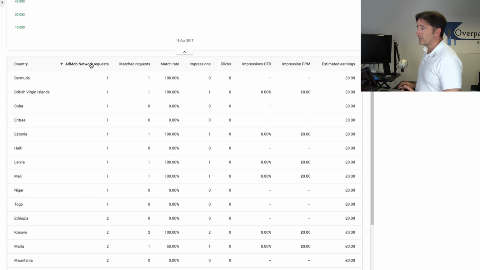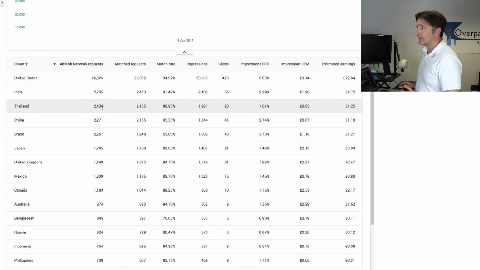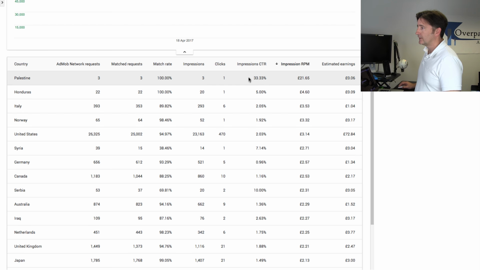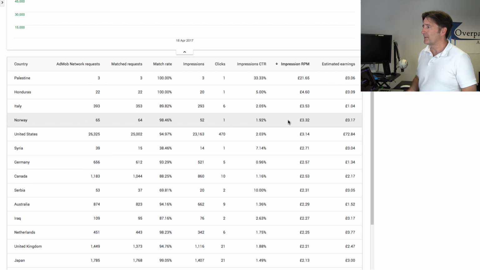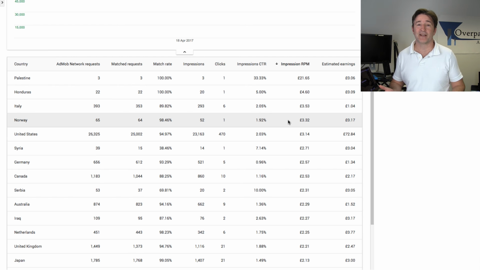If I show you the amount of requests coming through, we have United States, India, Thailand, and some of these have really low RPMs. And if I sort by RPM, wow, Palestine only had 3 impressions, Honduras. When you go through these, sometimes you have really inflated RPMs. That doesn't mean I need to serve more in that area. It means the ones you served were clicked on quite a lot. If you only have 5 and 3 of them are clicked, that doesn't mean you have a really high RPM.